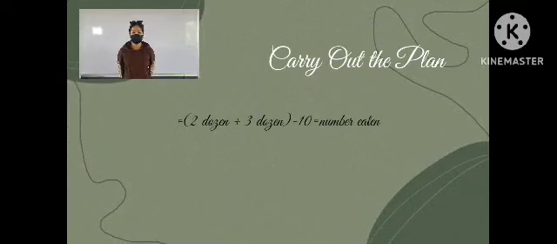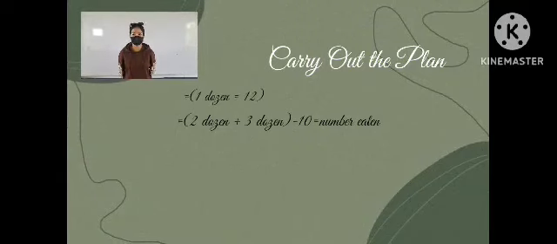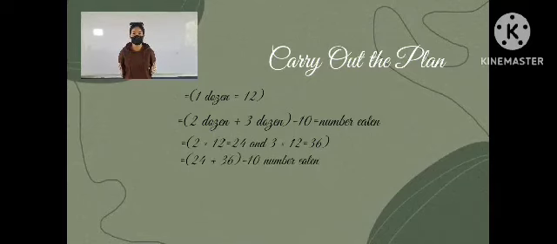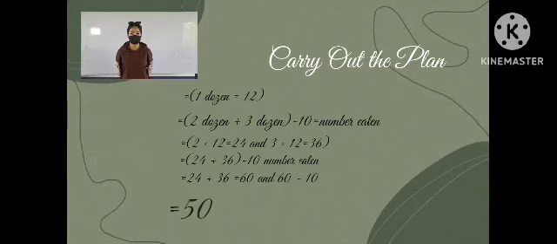Obviously, we would need the prior knowledge that 1 dozen equals 12. 2 times 12 equals 24, and 3 times 12 equals 36. So what we really have is 24 plus 36 minus 10 equals number 18. 24 plus 36 equals 60, and 60 minus 10 equals 50. That means that the number of cupcakes eaten is 50.